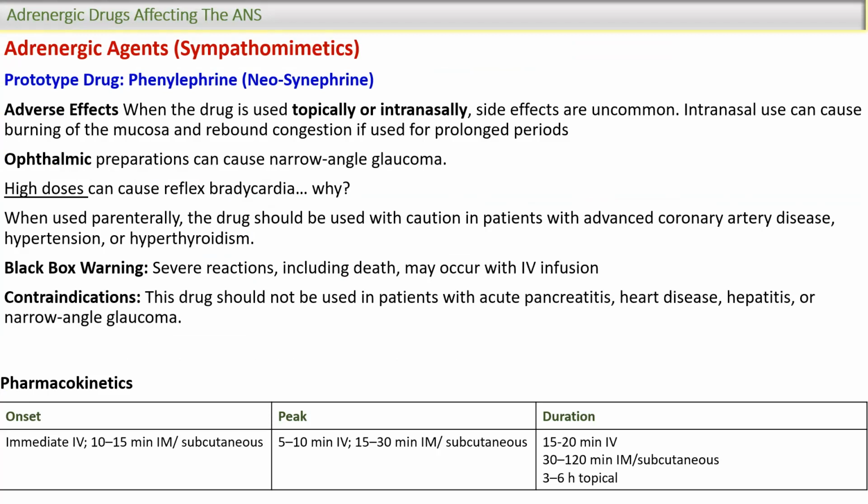So the prototype drug for the adrenergic agonists, which are sympathomimetics, adrenergic agonists or agents, is phenylephrine, or Neo-Synephrine. It's effective for nasal congestion, to cause mydriasis, pupil dilatation, and it's antihypotensive. In other words, it treats hypotension because of the vasoconstriction. It will increase blood pressure.